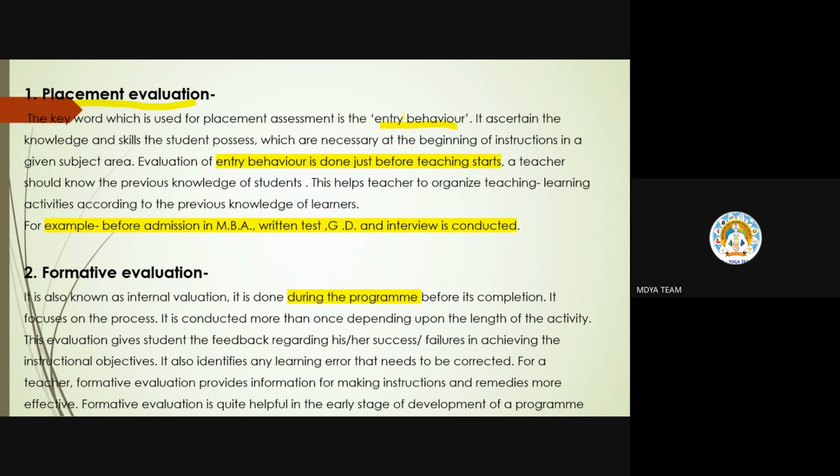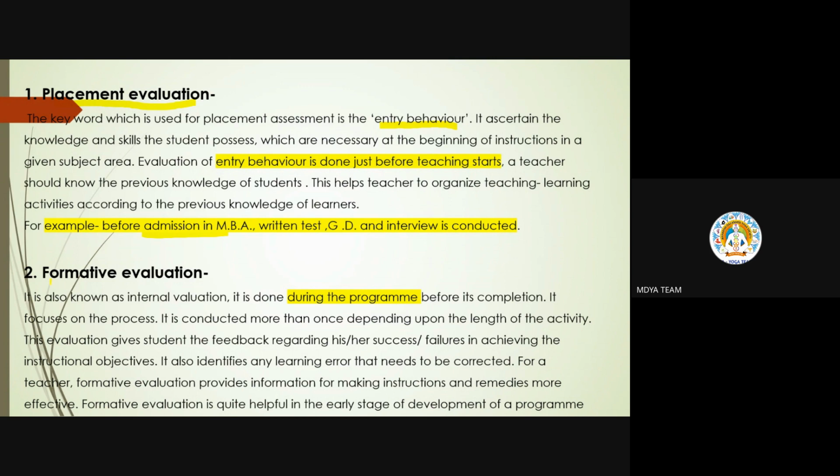Evaluation of entry behavior is done just before teaching starts. A teacher should know the previous knowledge of the student. This helps the teacher organize teaching-learning activities according to the previous knowledge of the learner. For example, before admission in MBA, the CLAT exam, written test, GD and interview are conducted. So these are the placement evaluation or the entry behavior, right? These are done before the teaching starts.